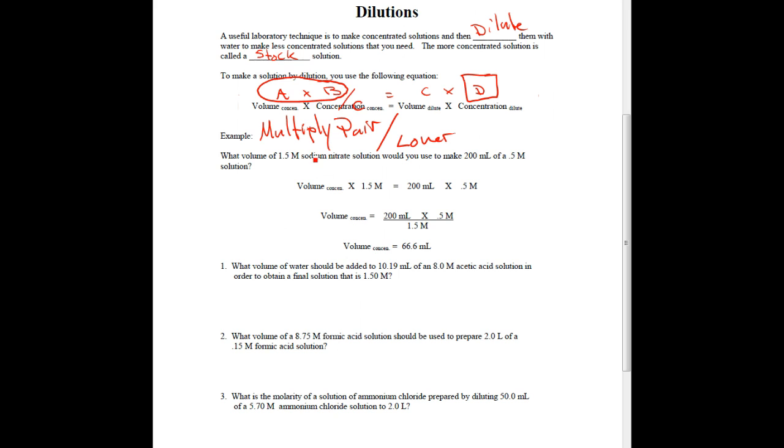So here we go. What volume of 1.5 molar sodium nitrate solution would you use to make 200 mils of 0.5? The pair are the numbers that are by each other. The loner is the one that's alone, so it couldn't be easier. So I would just take 200 times 0.5 and divide it by 1.5. That is all I would do.